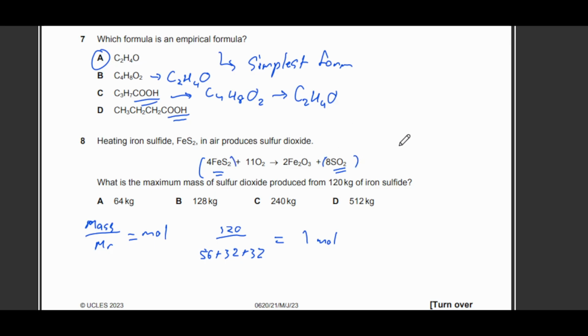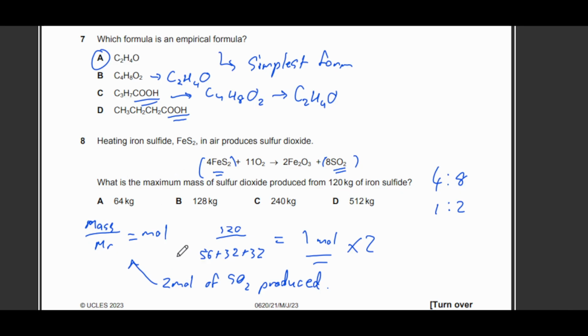Okay, so the ratio between 4 to 8, if you simplify this, it will turn into 1 to 2. So therefore, you need to multiply this by 2, right? So when you multiply this by 2, you get 2 moles of SO2 produced. Okay? So now, you need to reuse this formula to find the mass of sulfur dioxide produced.